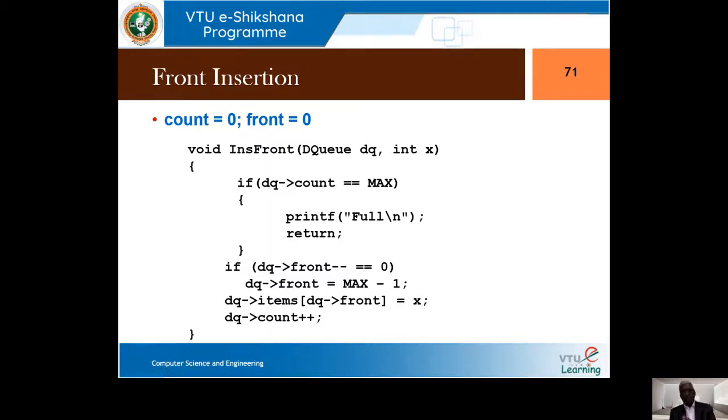Supposing front equal to 0, first check that. Otherwise you decrement front, and then you can put x in the location pointed by front. So either way it's fine. The idea is if front is 0, we need to make sure that it's pointing to max minus 1. Because we are adding a new element, count is incremented. That's the last statement.